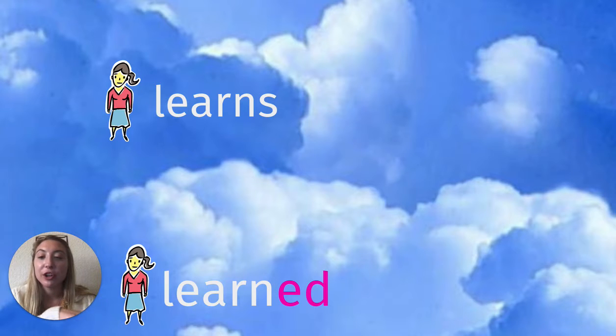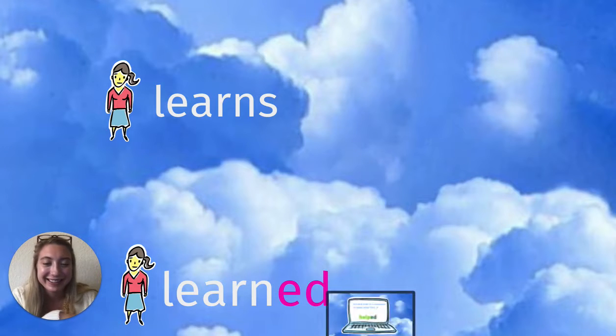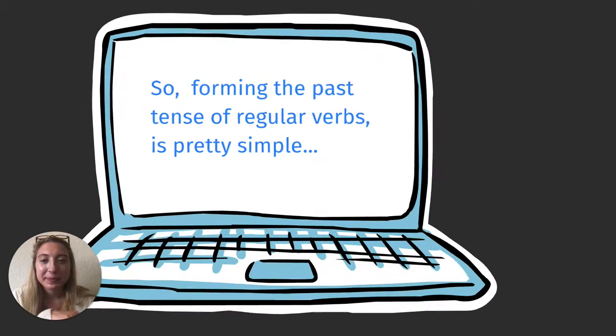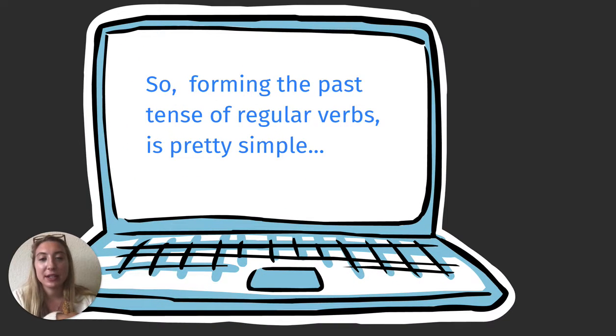Learns, learned. So we dropped the S, and we can say it just as learn, and then we added an ed, learned. Yesterday, you learned about regular verb past tense. That was in the past. That was yesterday, which I used, which means past tense. Okay. So forming the past tense of regular verbs is pretty simple.